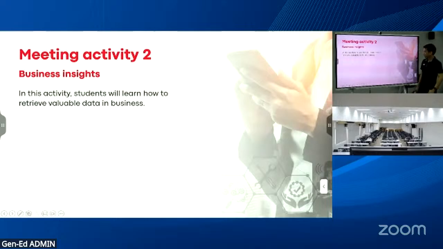Okay. So this is the real start of meeting activity number 2. What we are talking about in this chapter, we call business insights. In this activity, students will learn how to retrieve valuable data in business. If you do business in the digital era, you play with the data.